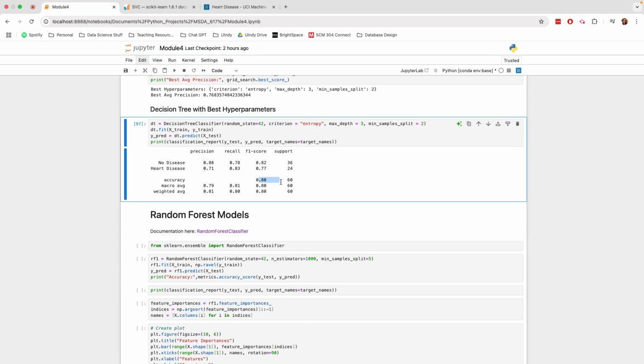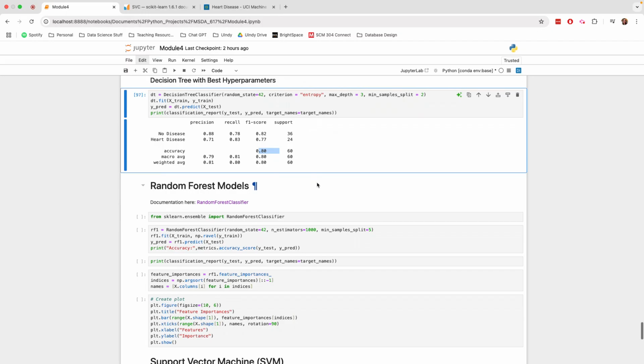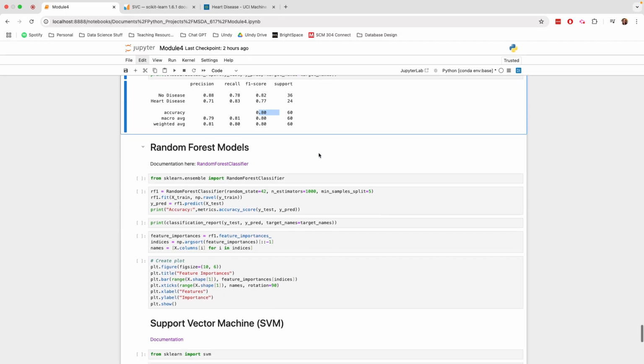It is not the first step you should take. It's more of I have an idea of the model I want to use. Let me just make it the best possible. So we've got our decision tree. We've got some good ideas of what's working. Let's try a random forest classifier.